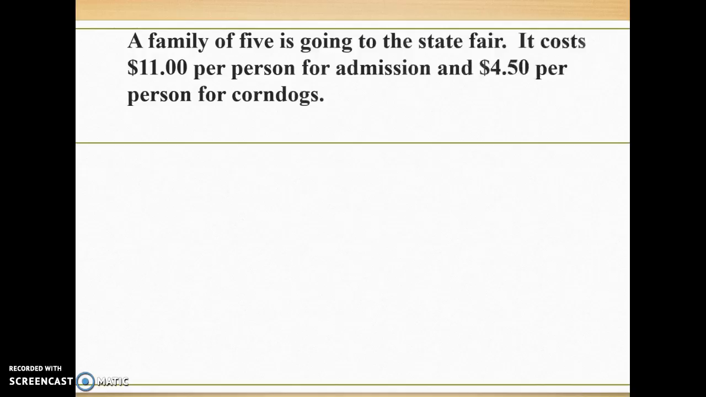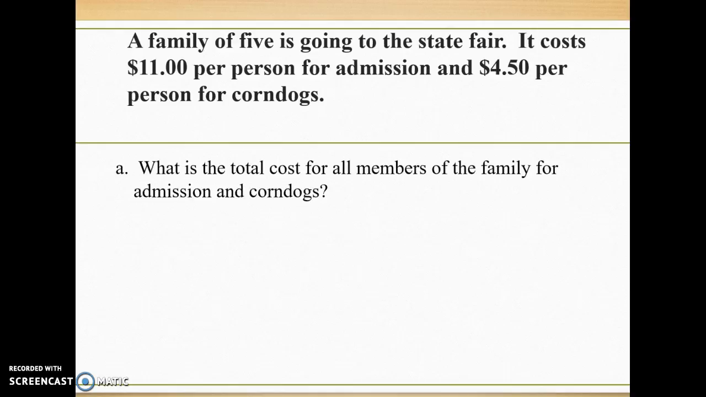A family of 5 is going to the state fair. It costs $11 per person for admission and $4.50 per person for corn dogs. We want to find out the total cost for all members of the family for both admission and the corn dogs. So before we answer that question, we need to talk about how we can approach this.